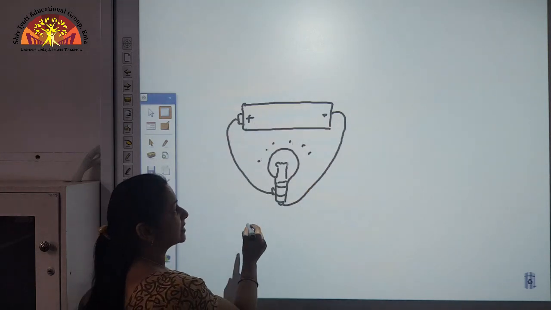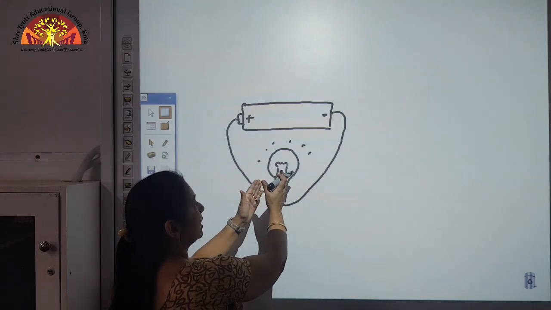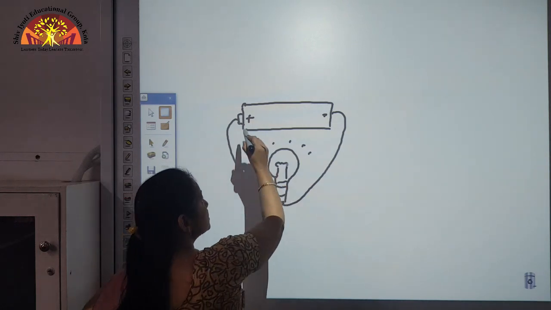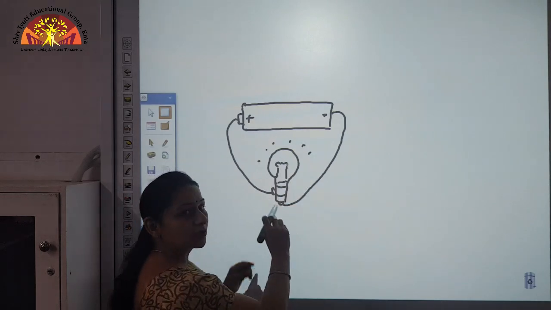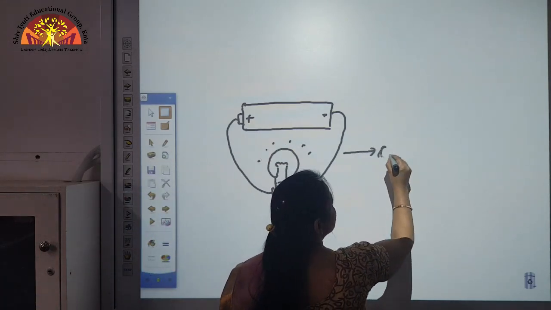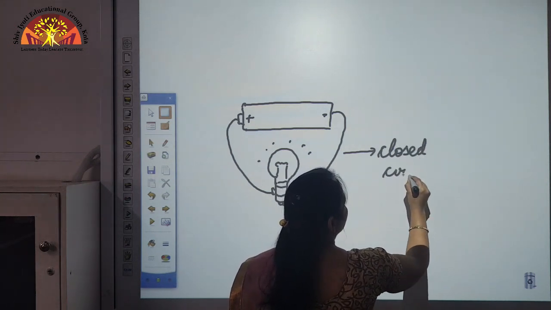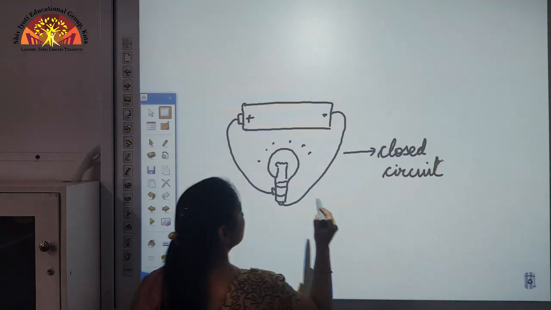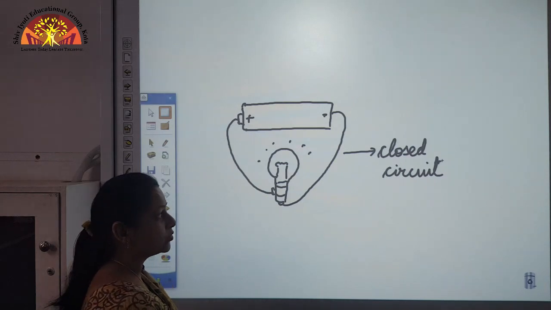This type of circuit in which the components, the bulb and the cell, these are the components of the circuit, completely form a connection and the loop is complete, in this case we call it a closed circuit. Means it is closed, the circle is closed.